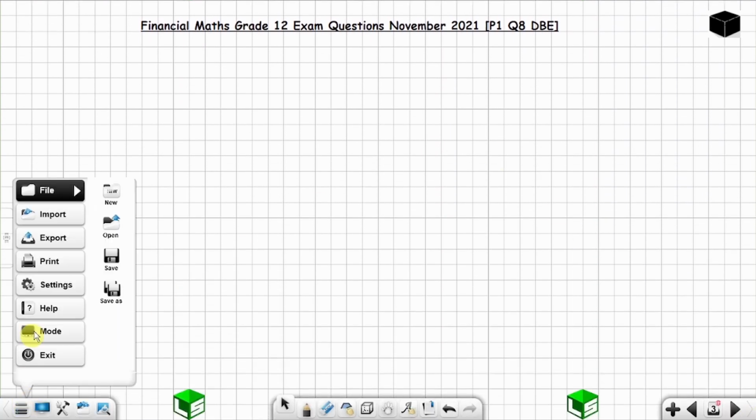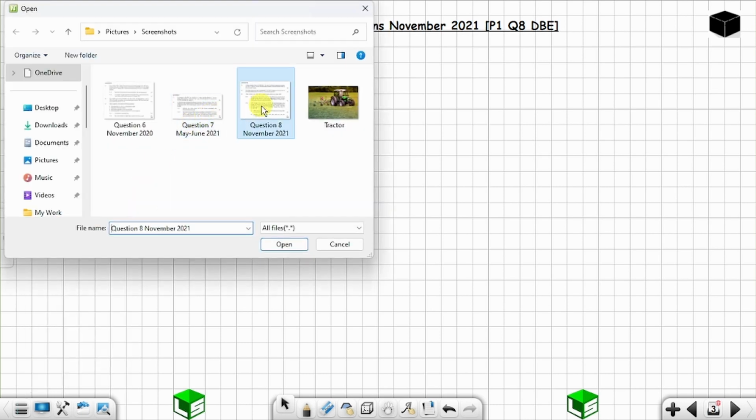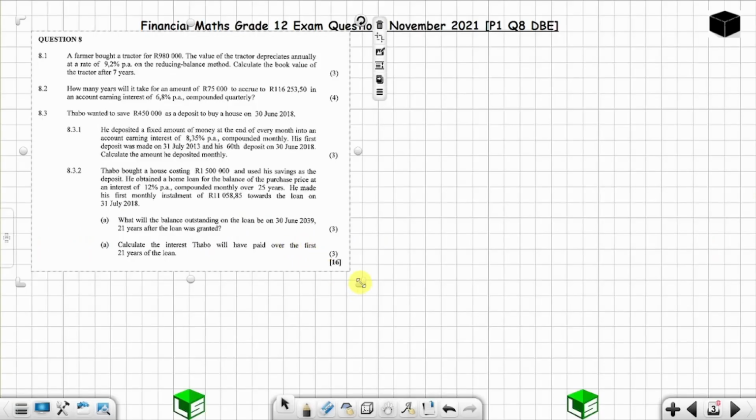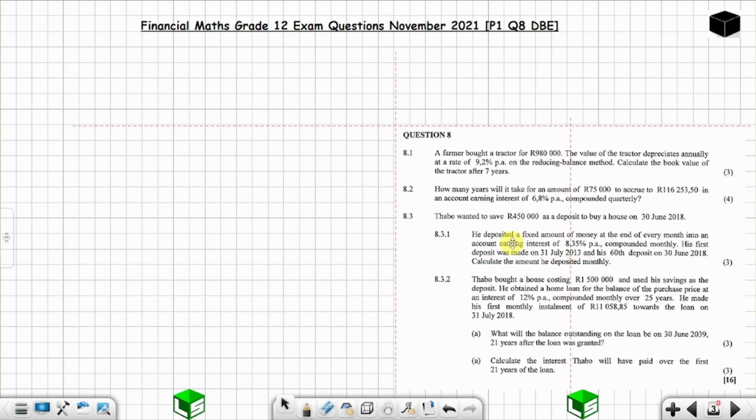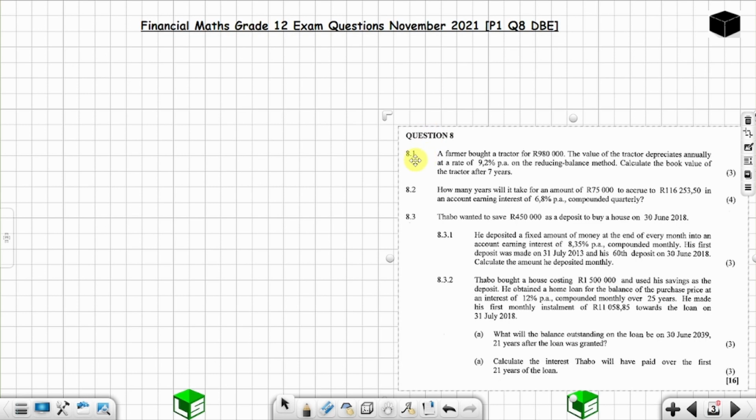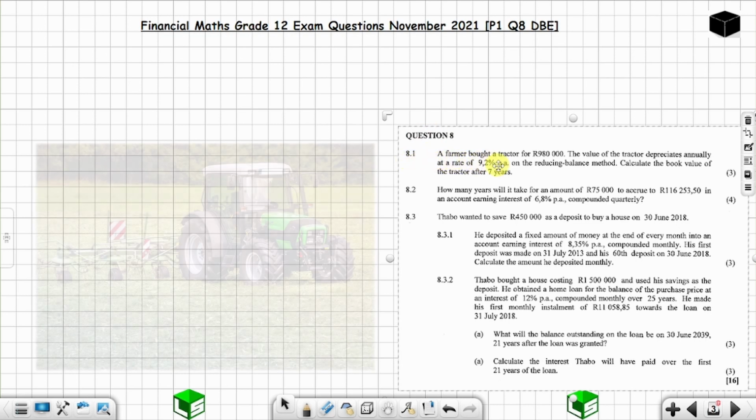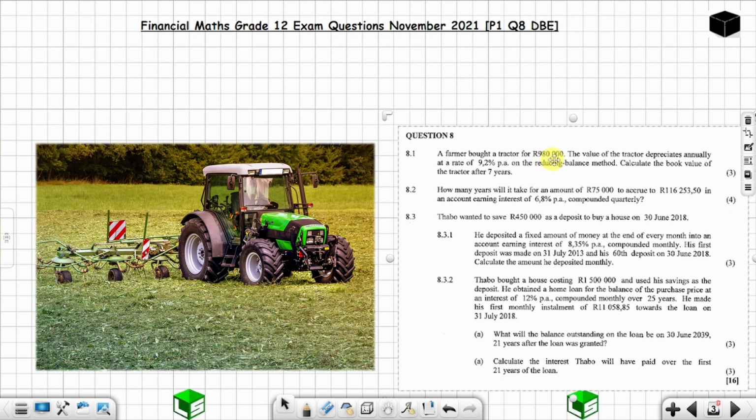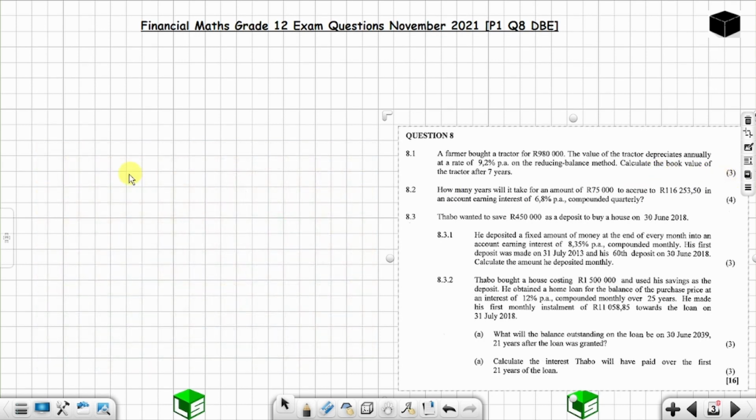Okay, let me get the question again. Question 8 from November 2021. 8.1. A farmer bought a tractor for 980,000 rand. The value of the tractor depreciates annually at a rate of 9.2% per annum. On the reducing balance method, calculate the book value of the tractor after 7 years. This question is 3 marks.